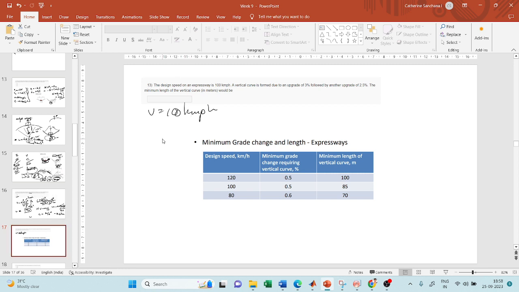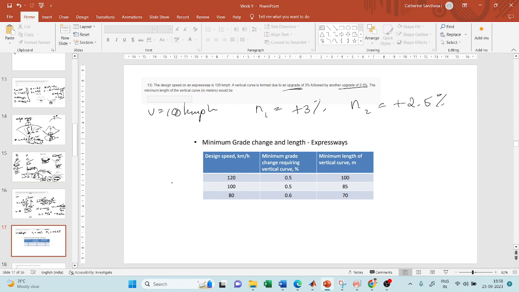So the design speed on an expressway is 100 kilometers per hour. A vertical curve is formed due to an upgrade. So N1 is an upgrade, positive plus 3%, followed by another upgrade. N2 is again an upgrade, plus 2.5%. The minimum length of the vertical curve in meters would be what?